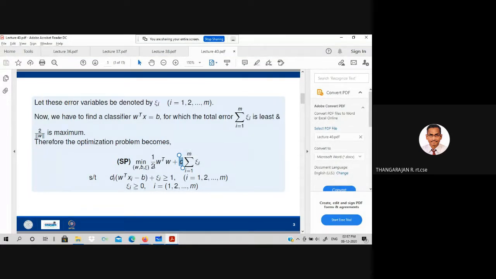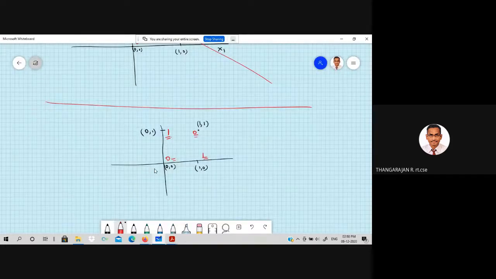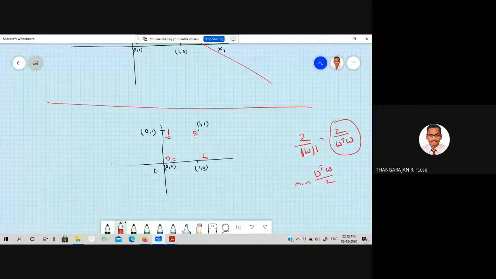And this is the W, I told you, 2 by W norm. So 2 by W norm should be maximized. That means 1 by 2 W norm should be minimized. Our objective is to maximize margin. So maximizing margin means I have to increase 2 by W norm. I want to maximize this, which is the same as minimizing W transpose W by 2. So if I minimize this, it is the same as maximizing that.